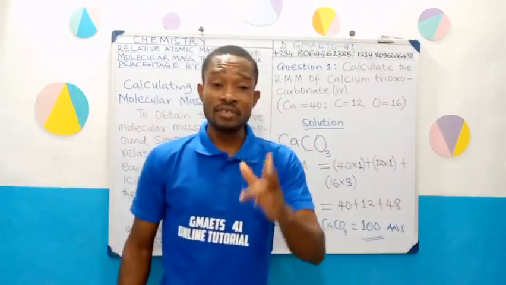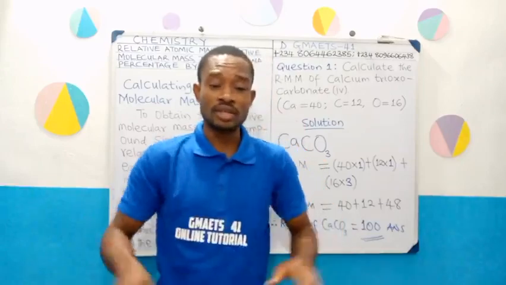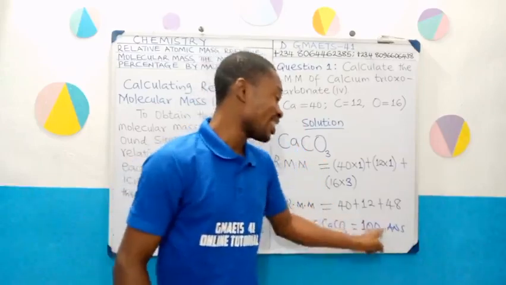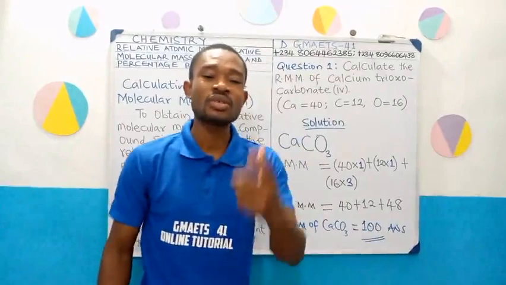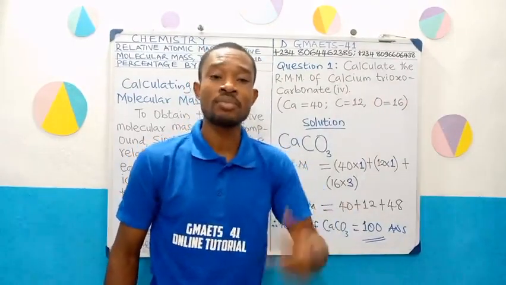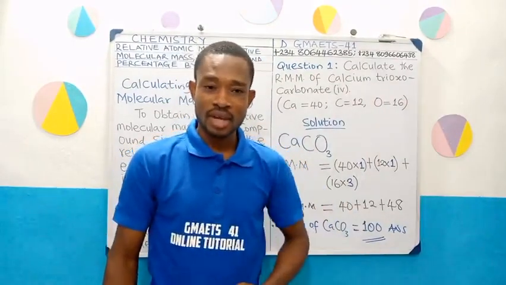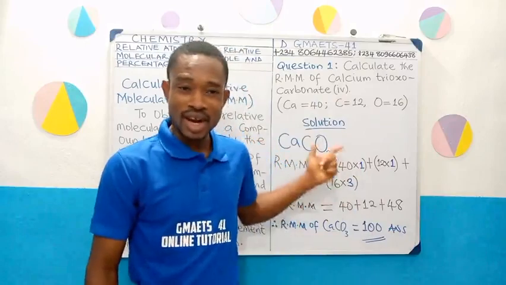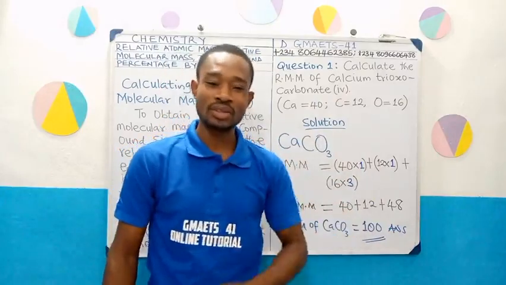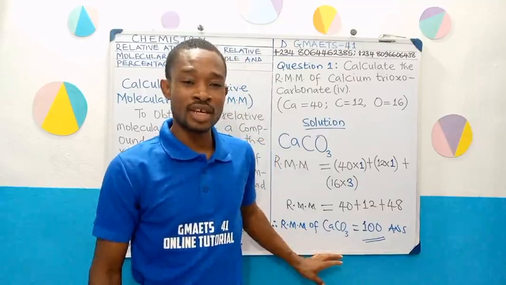Relative molecular mass of a compound does not have any units. So don't put gram here. No, you don't do that. We'll still talk about the one that has that unit, gram. That is molar mass. Is that okay? If it is molar mass that we are calculating, then we'll put gram per mole. But this, we don't put any unit.